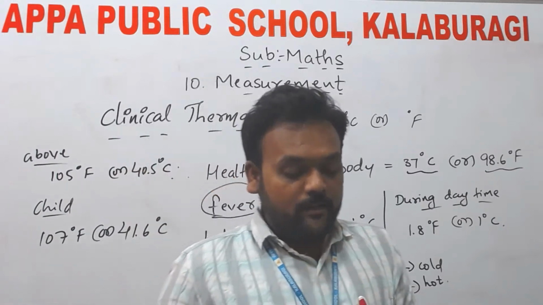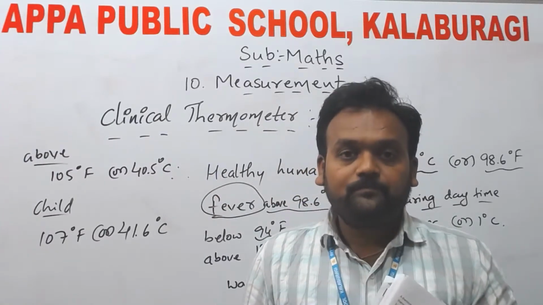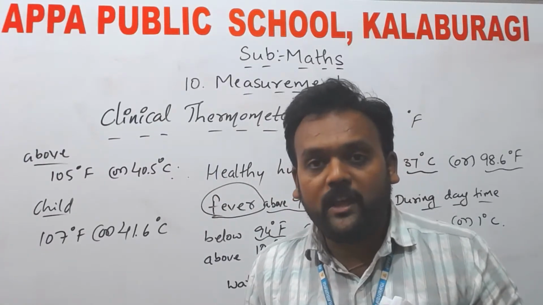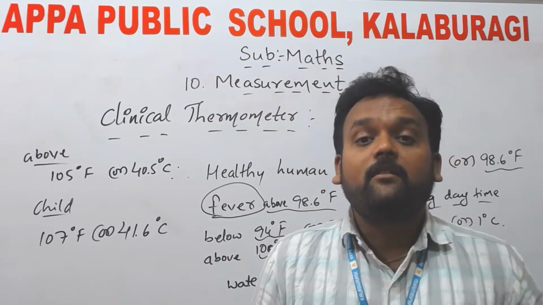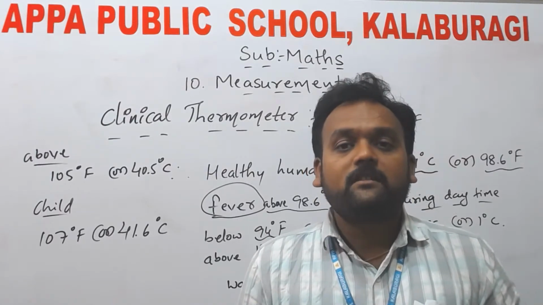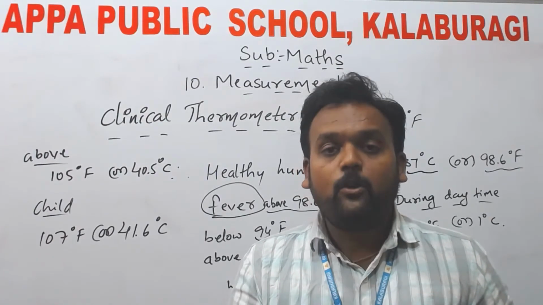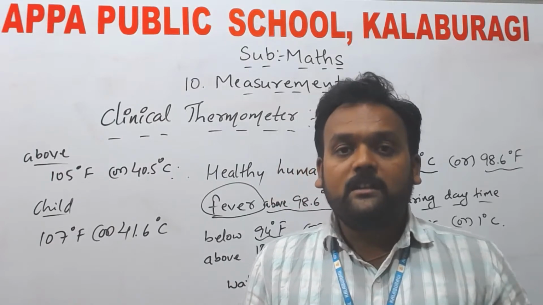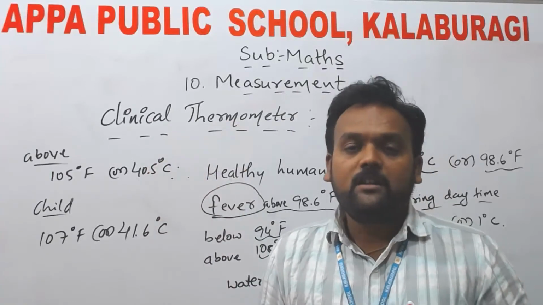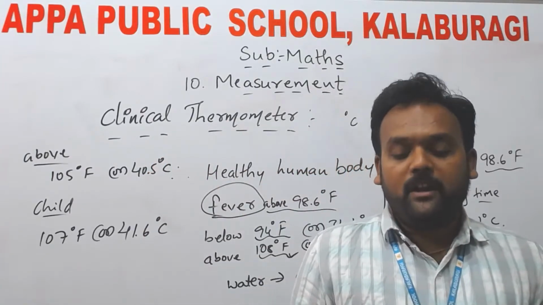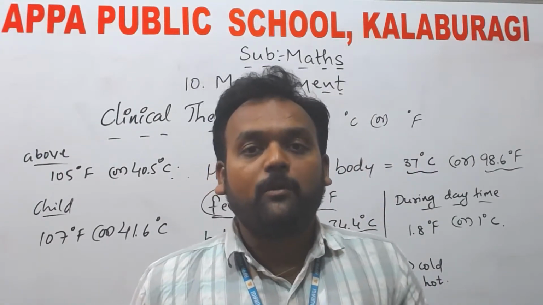I hope you are all understanding this. Temperature means the level of hotness or coldness of a body. The instrument for measuring it is the thermometer. A thermometer is used to measure the temperature of a human body. There are two types, but for fifth standard only one type is discussed: the clinical thermometer. A thermometer used to measure the temperature of the human body is called a clinical thermometer.